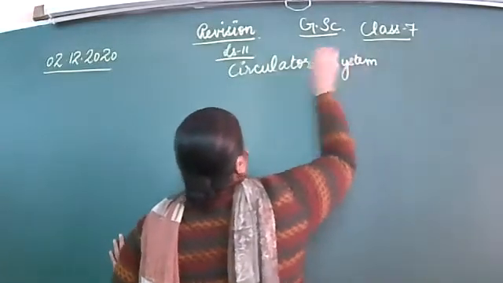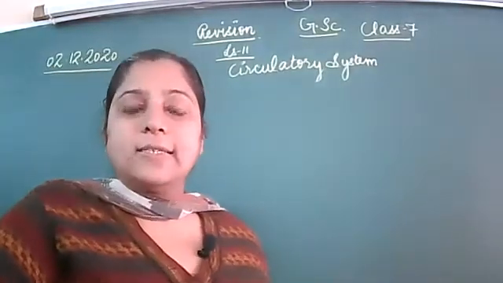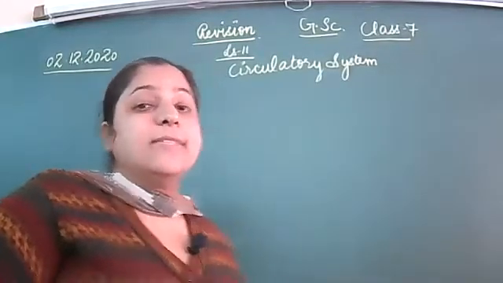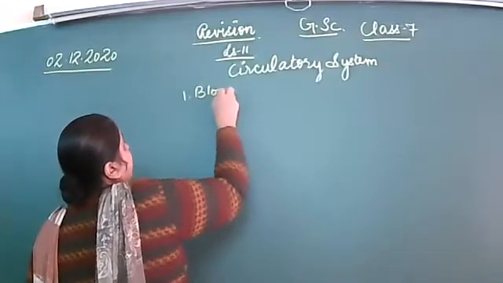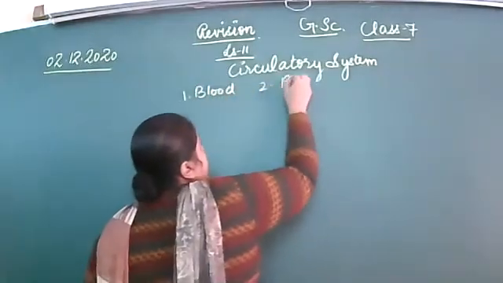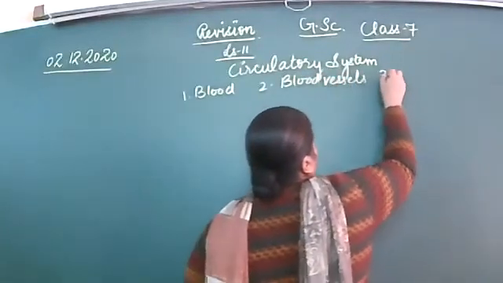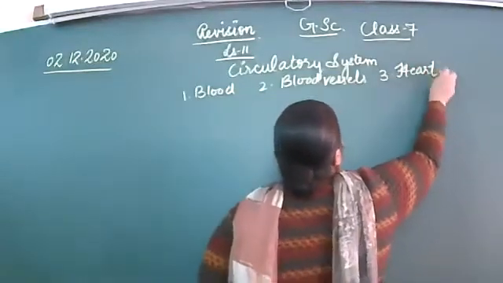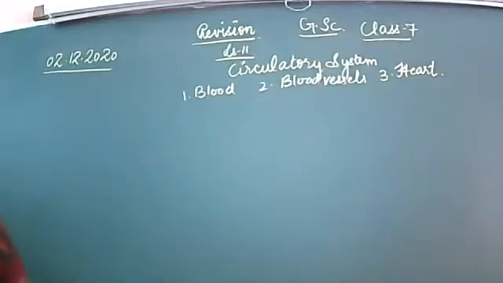तो बच्चे, which are the organs that are involved in circulatory system? Which organs are involved? क्या होता है circulatory system में? Blood, blood vessels and heart. These three organs make up the circulatory system of our body.